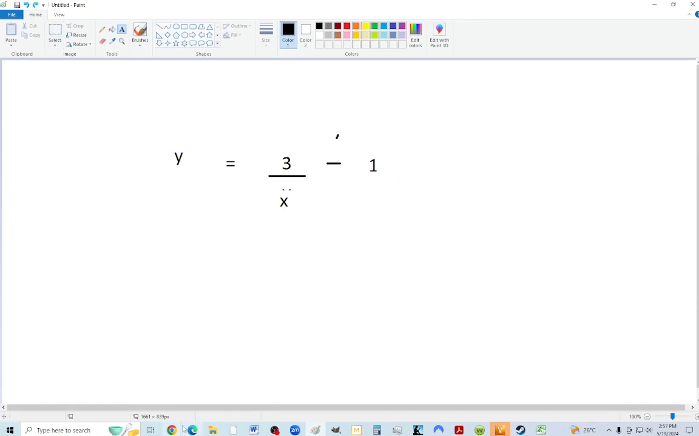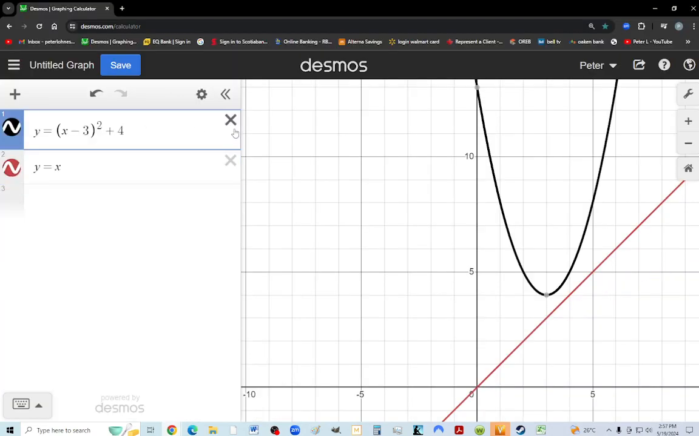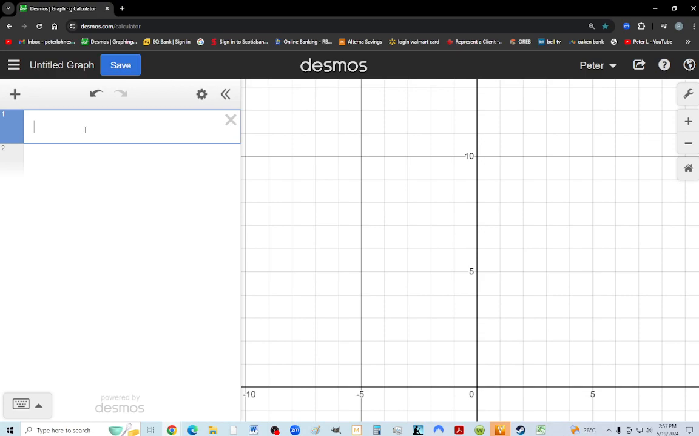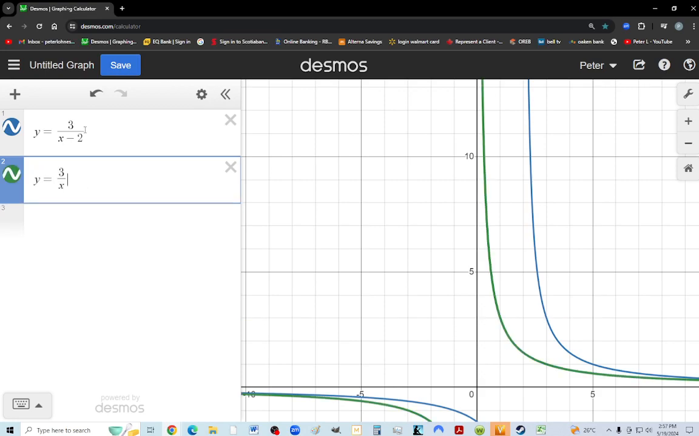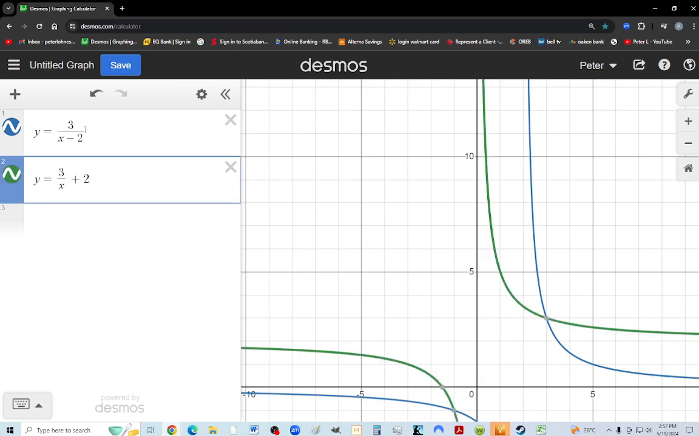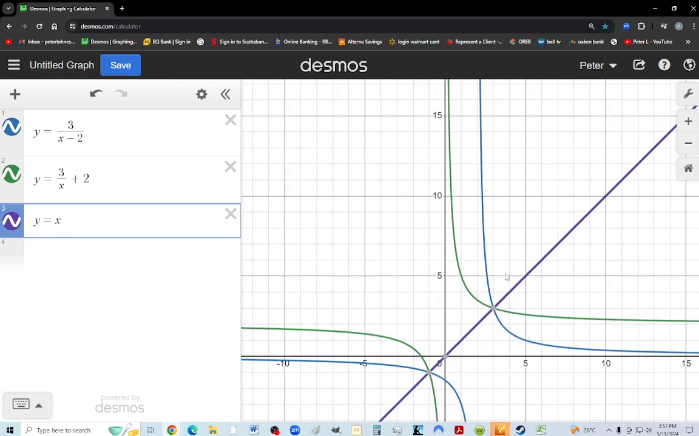And to prove it, you pull up Desmos. You put your inverse, y is equal to 3 over x minus 2. And this is going to be a difficult inverse to see. And then it's this 3 over x plus 2. You might not be able to see it even when you draw the mirror line. But yeah, it makes sense now. On either side of the purple line is the same image.